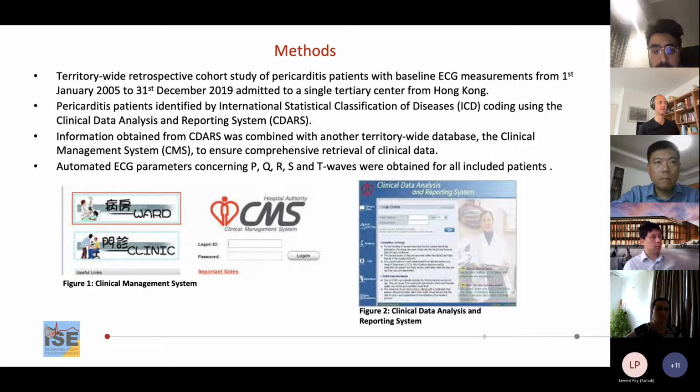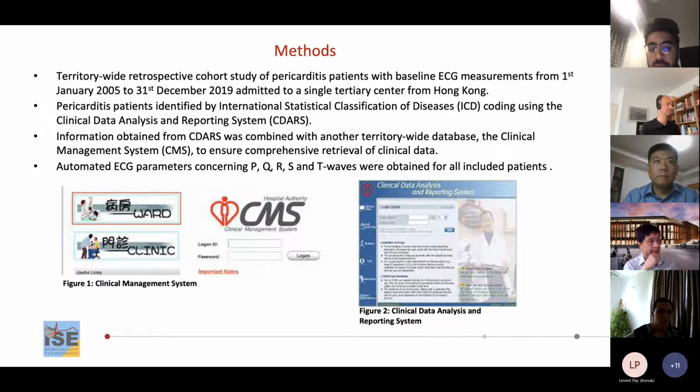So just briefly, methodologically speaking, we performed a territory-wide retrospective cohort study of pericarditis patients with baseline ECG measurements taken from January 2005 to December 2019 in Hong Kong. The pericarditis patients were identified by ICD coding using our nationwide Clinical Data Analysis and Reporting System, also known as CDARS, which is a territory-wide database that centralizes patient information from about 43 local hospitals, along with their associated ambulatory and outpatient facilities, to establish comprehensive medical data, including clinical characteristics, disease diagnosis, laboratory results, and drug treatment details.